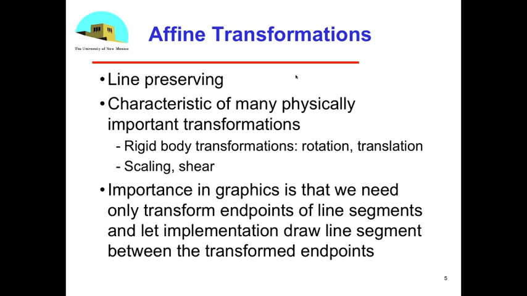The other two really important transformations, scaling and shear, do in fact change the properties of that object. For example, if I scale something to make it bigger, longer in one direction and shorter in another, or uniformly larger or smaller, I've changed that object. That still will be an affine transformation, but it will not be a rigid body transformation.